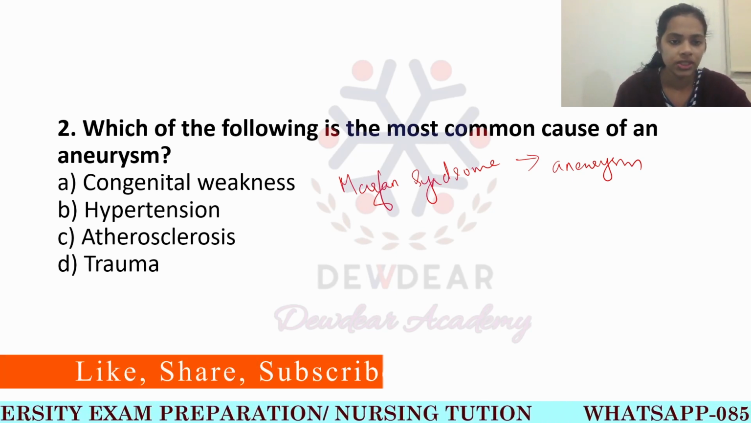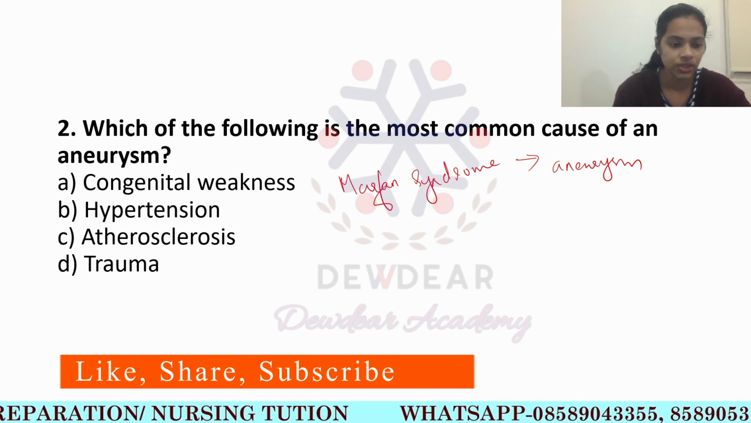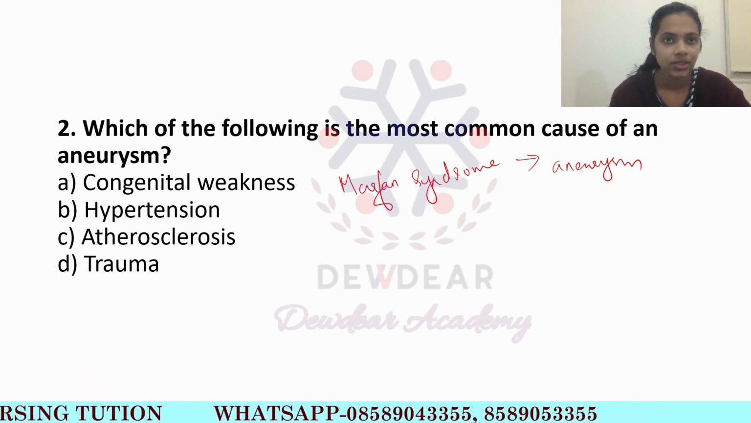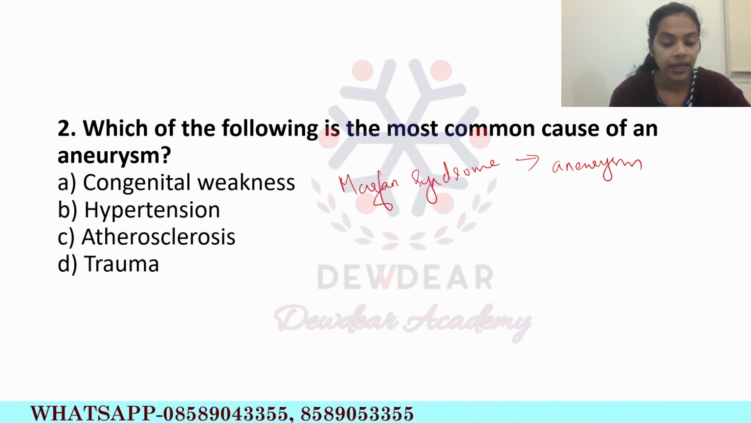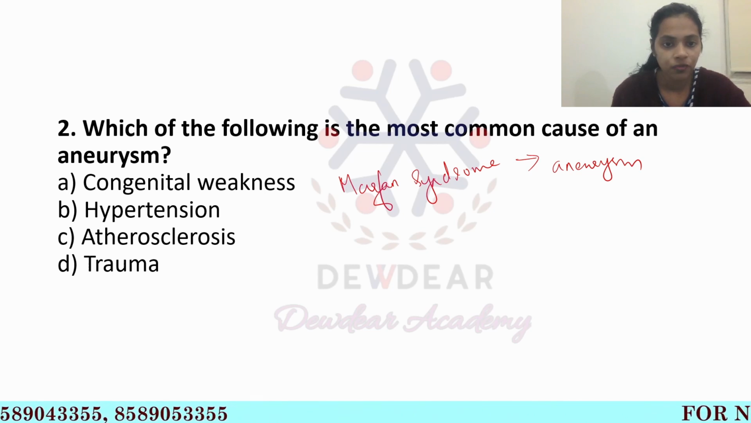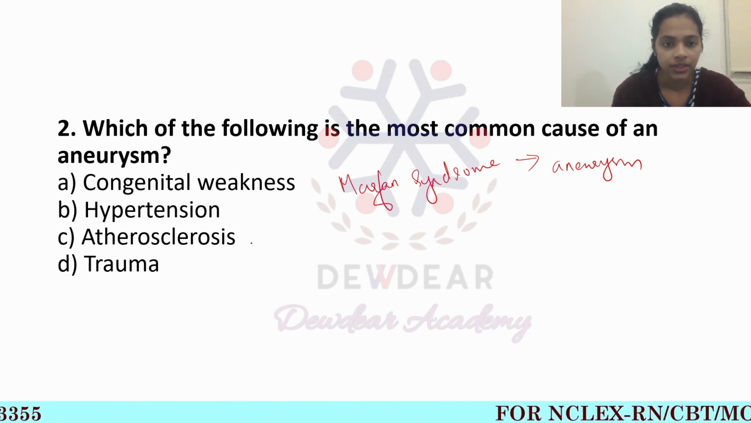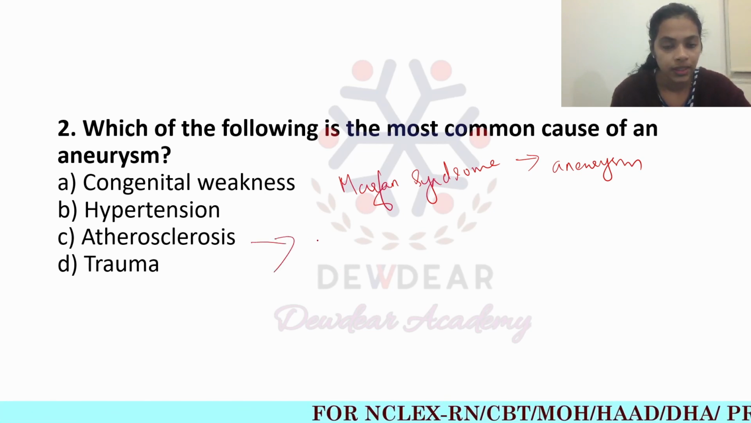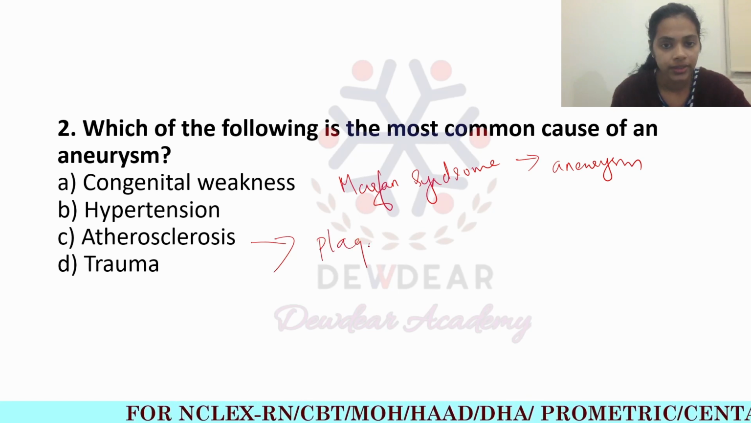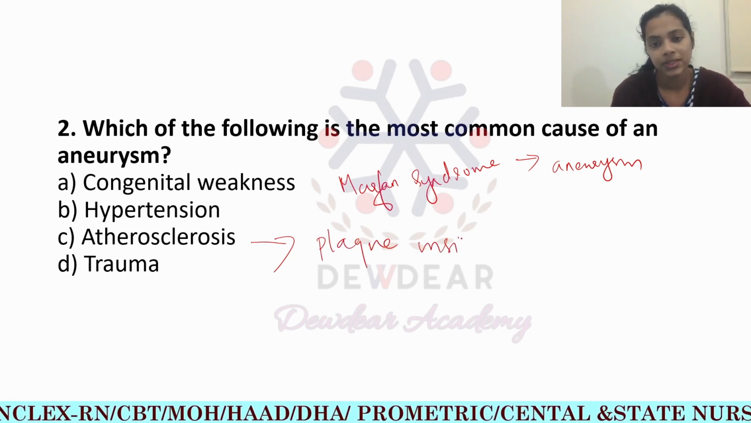Then we have the option C, that is atherosclerosis. It is characterized by the buildup of plaque inside the arteries. Plaques are formed inside the arteries. So in atherosclerosis, there is buildup of plaque inside the arteries. What happens here?